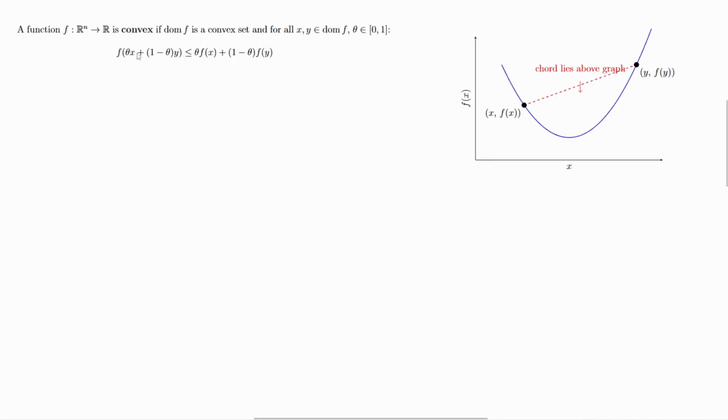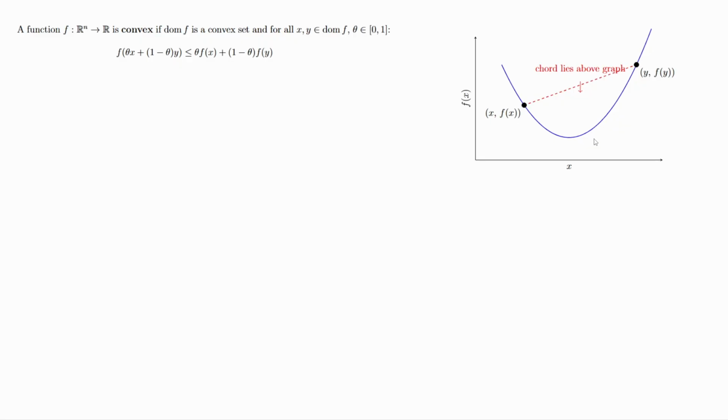And the left side says, just take the function of that linear combination. So for example, halfway in between, we take the function value and we're here. On the other hand, if we take the same linear combination of the outputs, we would be here on the chord. What this inequality is saying is that the function applied to the linear combination of inputs must be lower than or equal to the same linear combination of the outputs. You can see that basic fact here, and this characterizes a convex function.